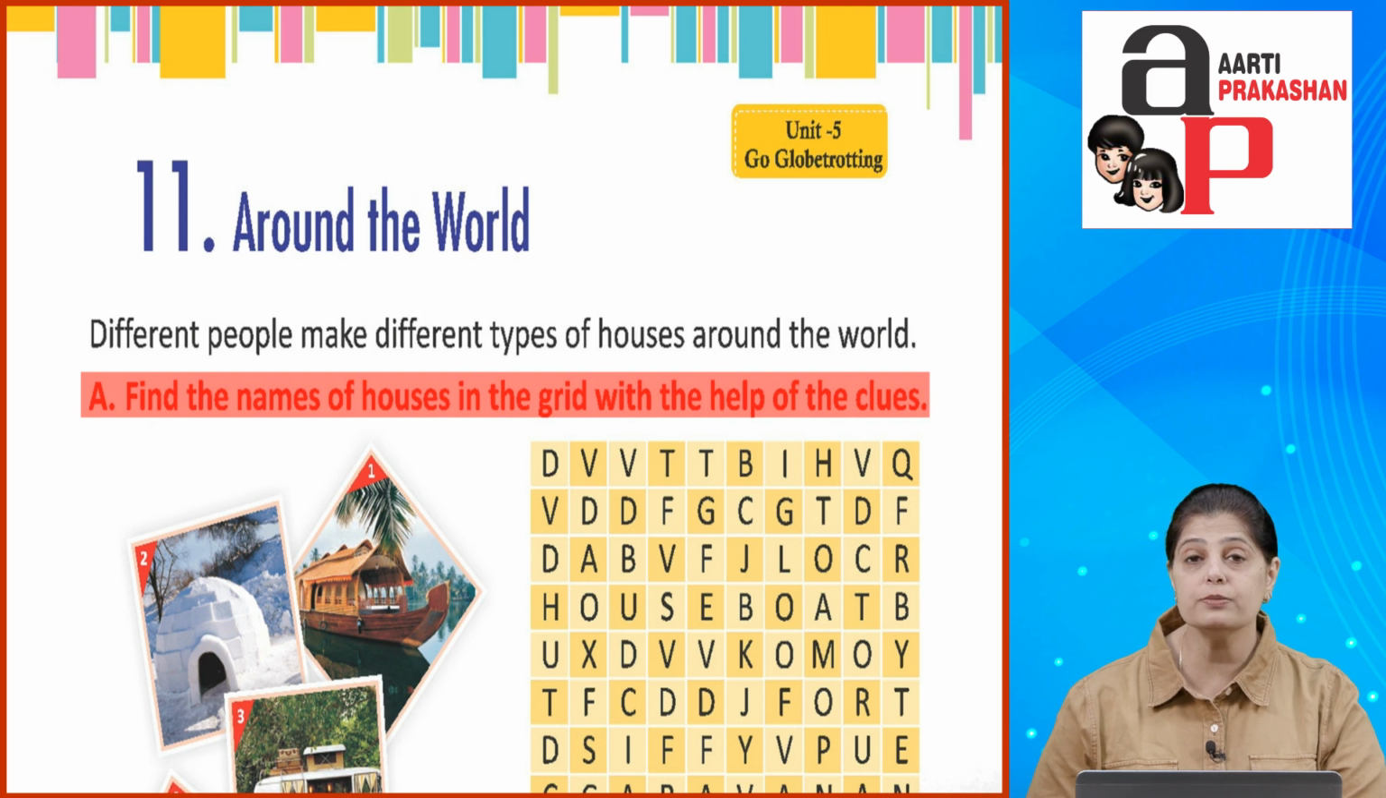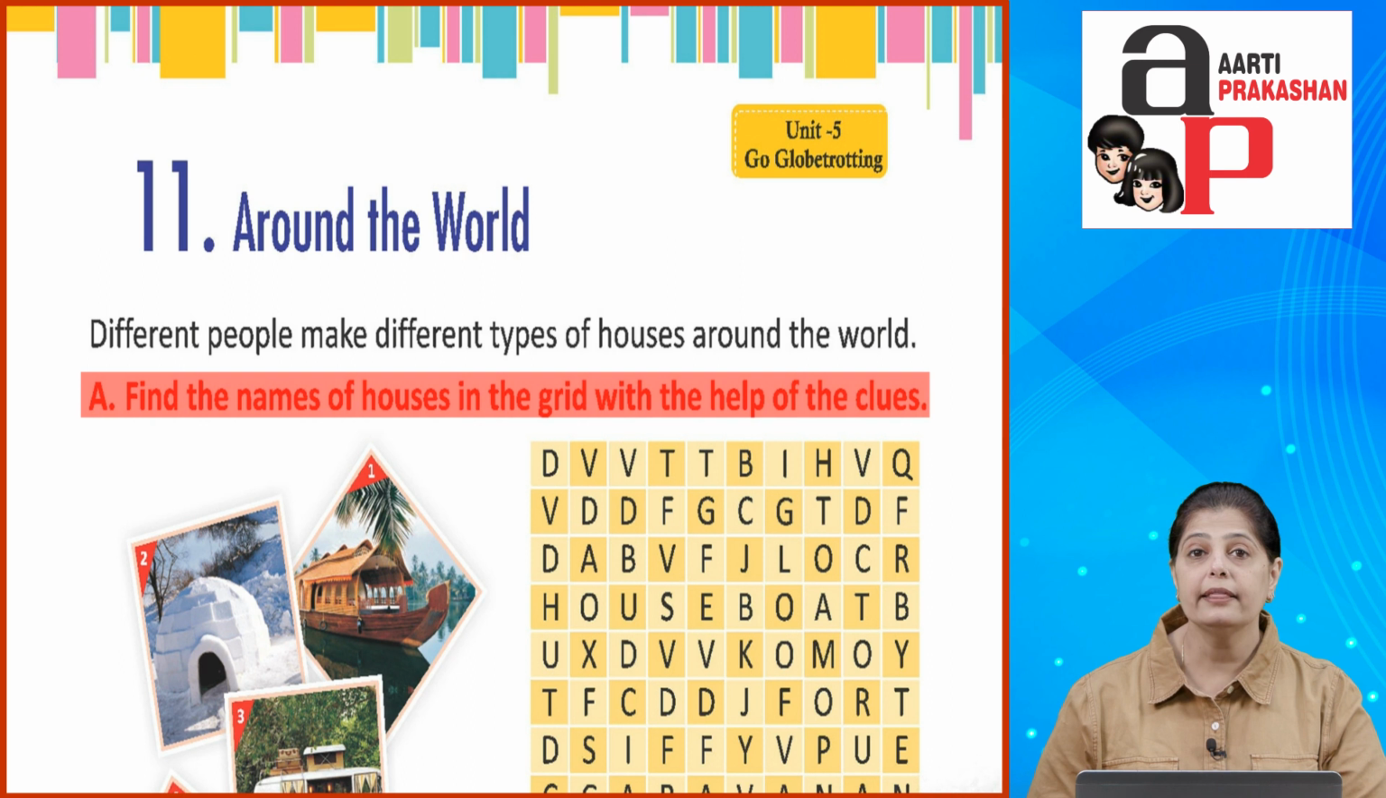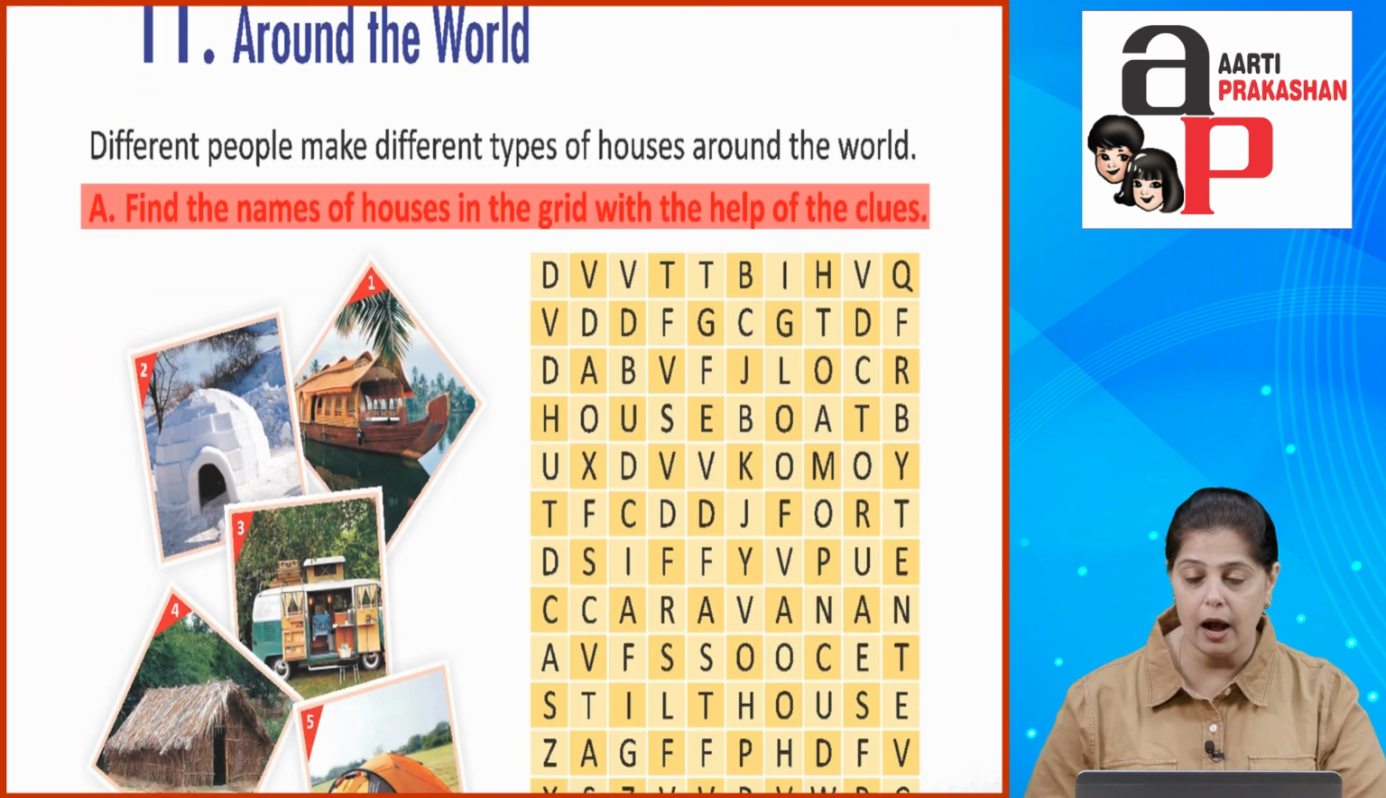There are certain places where a lot of earthquakes happen. In those places, the houses are built a little higher above the ground level, so that when an earthquake happens, they don't collapse and they don't break. There are certain houses which are built in the snow to protect the people who are staying in the snow. So let's look at the different houses.